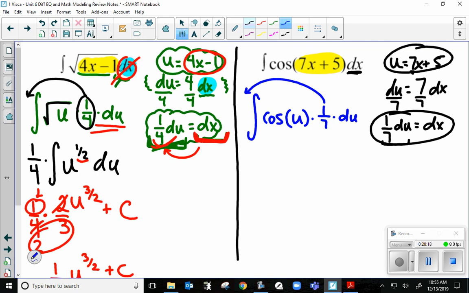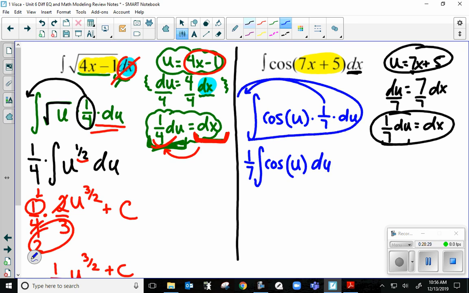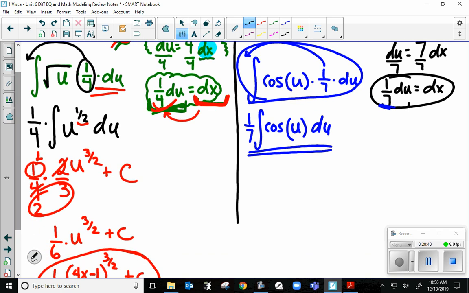Constant, bring it out. In fact, my students are so well trained in this, they don't even write this step here. Knowing there's a constant here, they write it just like this. The 1/7 is on the outside. Now, this is not an exponent rule or a reverse exponent rule. This right here is trig. You need to know your trig.